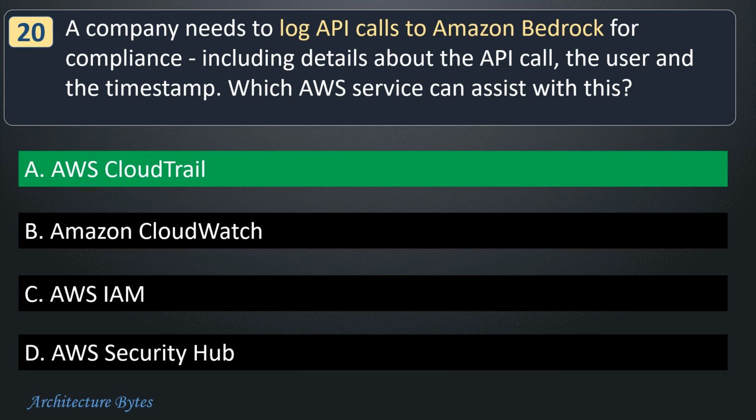Option A, CloudTrail, is the right answer here. It can record API calls made to AWS services, including the details of the API call, the user who made it, and the timestamp, making it suitable for tracking API activity for compliance purposes. Amazon CloudWatch monitors and collects metrics and logs. IAM and Security Hub are security-related services.